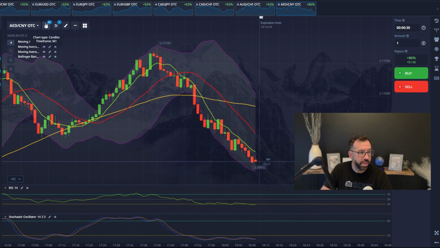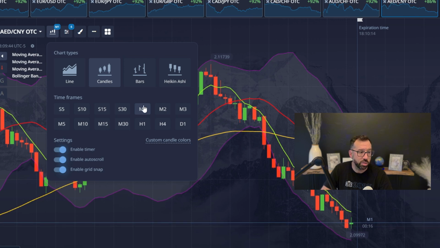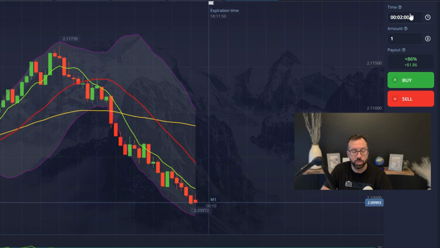So before we get into that, we are using 1-minute candles, standard candles, 1 minute, and the expiry time is 2 minutes. So we're going to use the expiry time of 2 minutes.